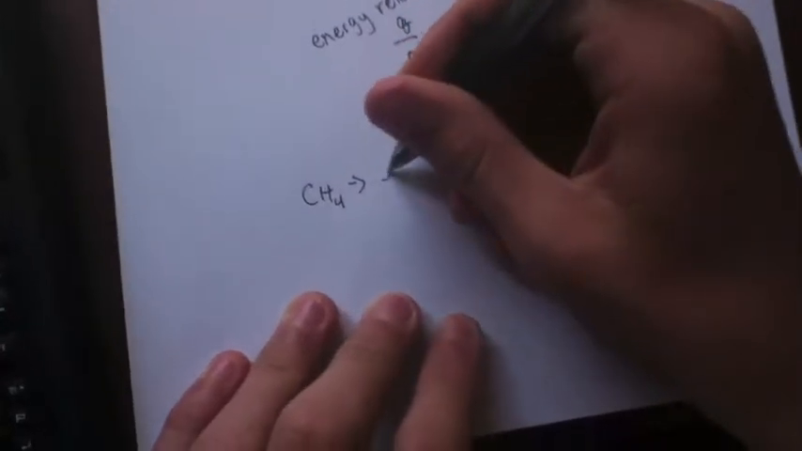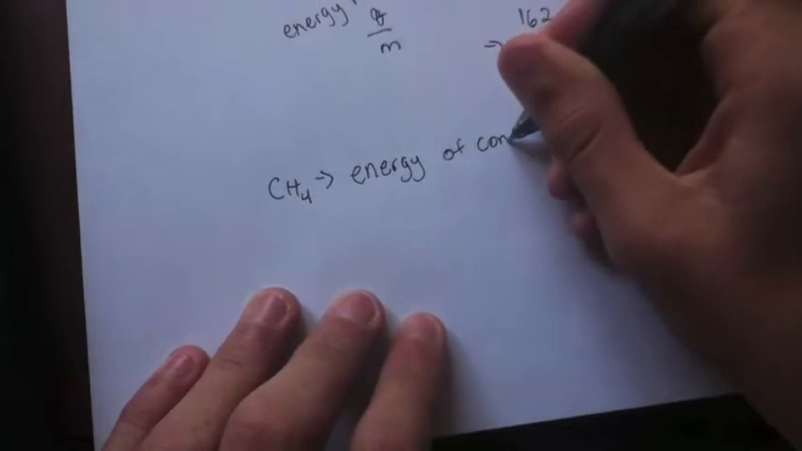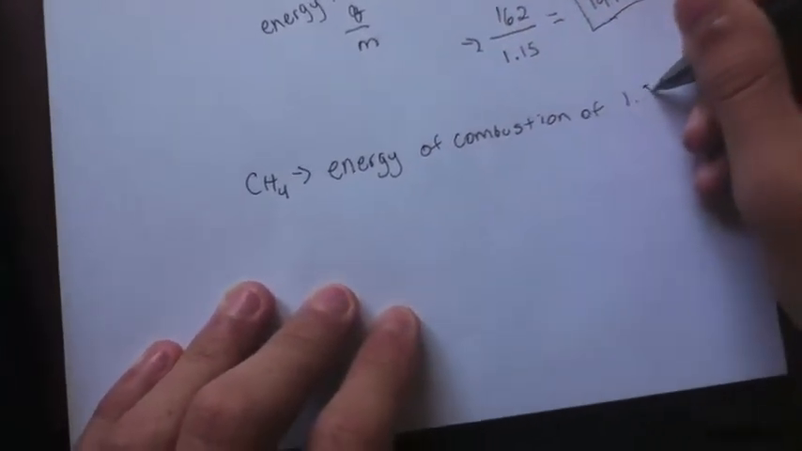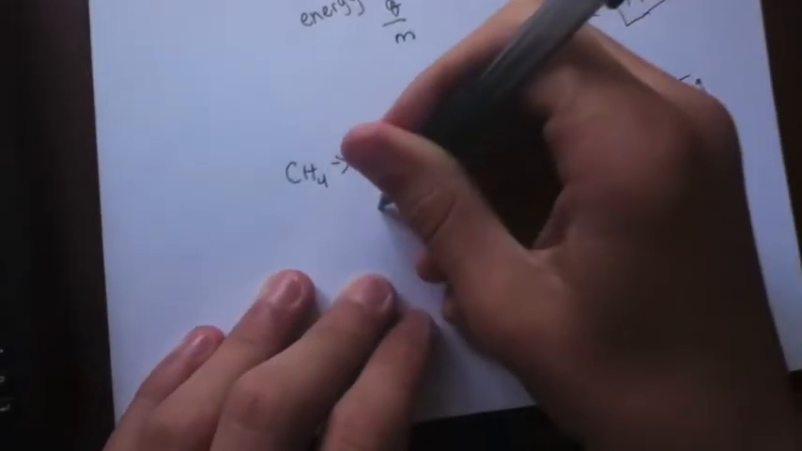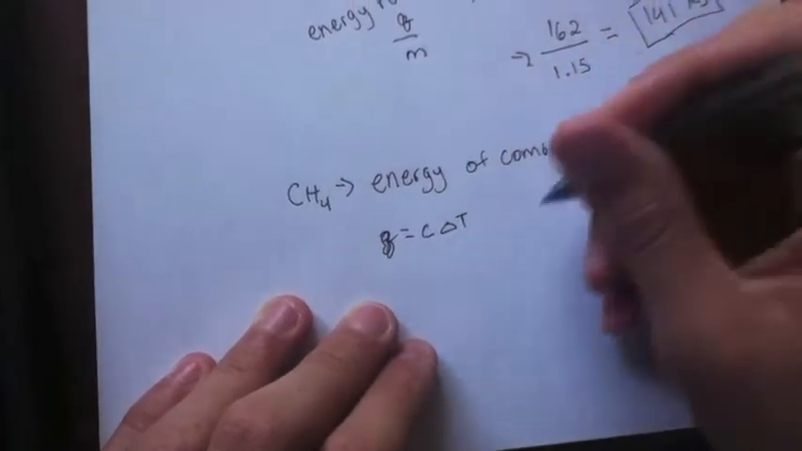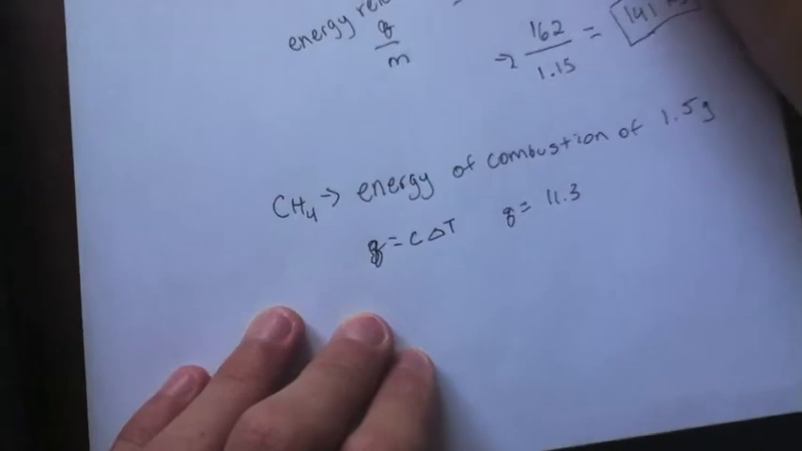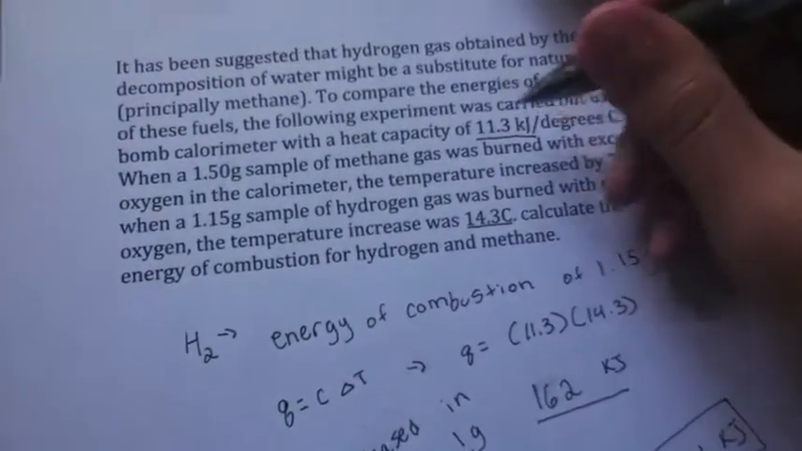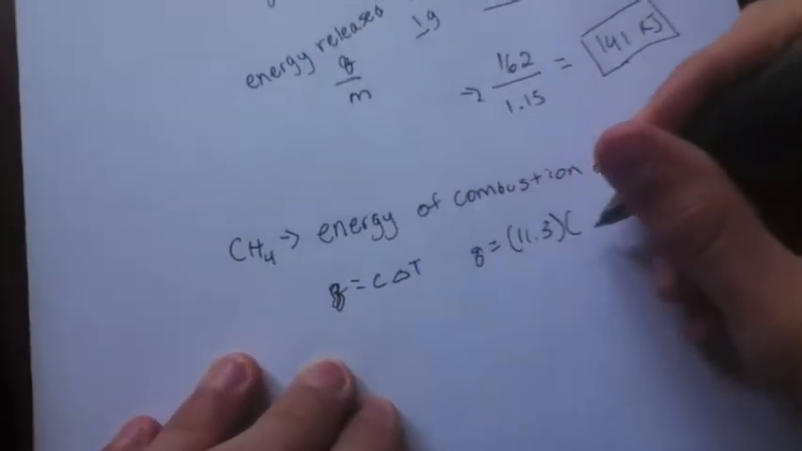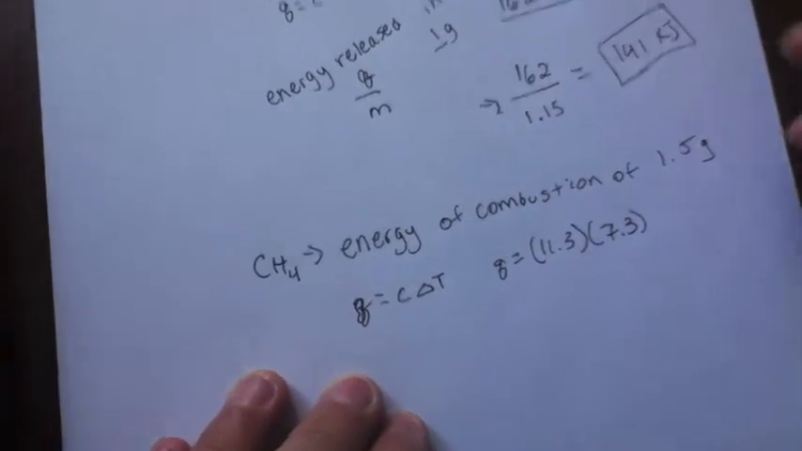So now we do the same exact process, except just different numbers. The energy of combustion of, now it's 1.5 grams of CH4, so Q, that's about Q. Q is equal to C delta T. So Q is equal to 11.3 because it's the same heat capacity. Then you times the temperature change of 7.3 degrees Celsius.